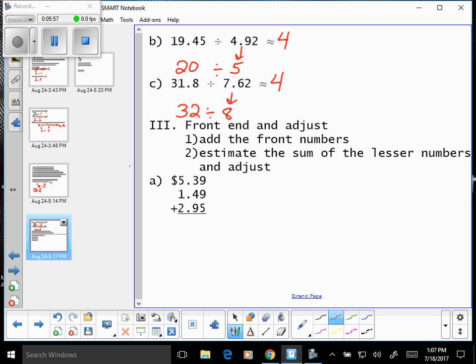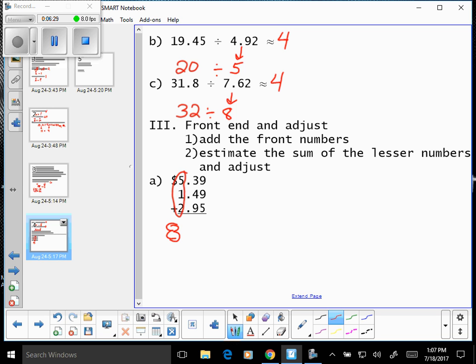The last method is a little bit trickier. It's a little harder for some people to wrap their brain around, so stick with me. It's called front end and adjust. We're going to add the front numbers, in other words, the numbers that are farthest to your left. In this case, we are going to add the 5 and the 1 and the 2. That's going to be 8.